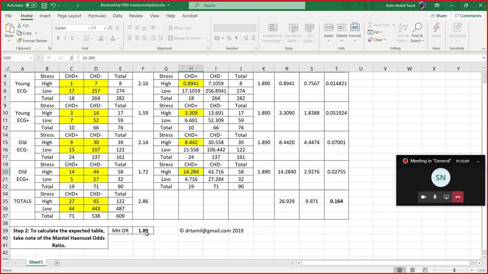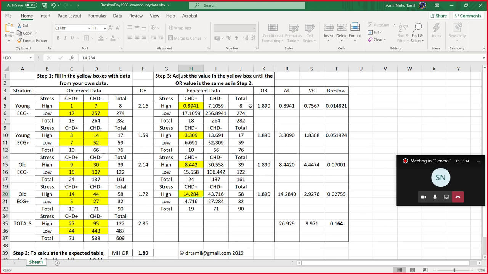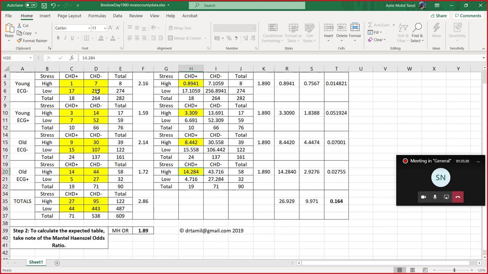So therefore, if we want to come up with the expected value for homogeneity, we want to show that each one of these three terms, 1, 2, 3, 4, are homogeneous. To show that they are homogeneous, we have to calculate the expected value if they are homogeneous. So the expected value is this one. These are the expected values if it is homogeneous at 1.89.